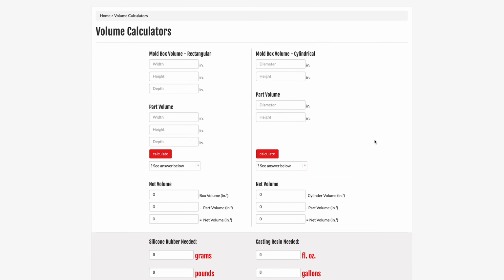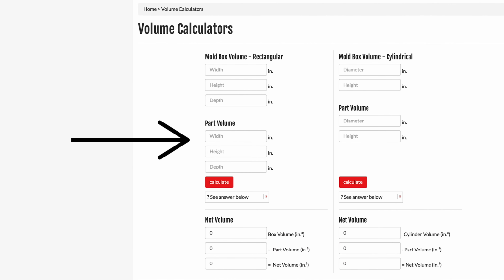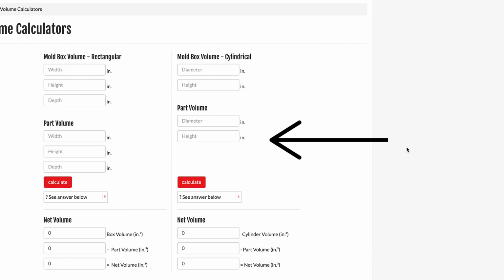The Alumilite volume calculator is an easy way for you to estimate how much resin or silicone you might need for your given project. The calculator is divided into two areas depending on what type of mold you have. The left side is where we'll use it for rectangular or square type molds and pieces, whereas the right side is used for cylindrical or round type molds and pieces.